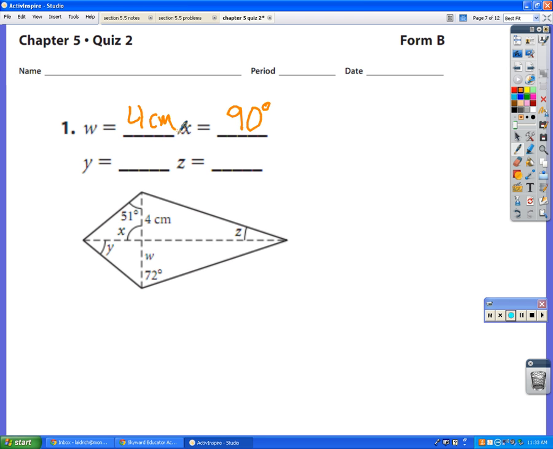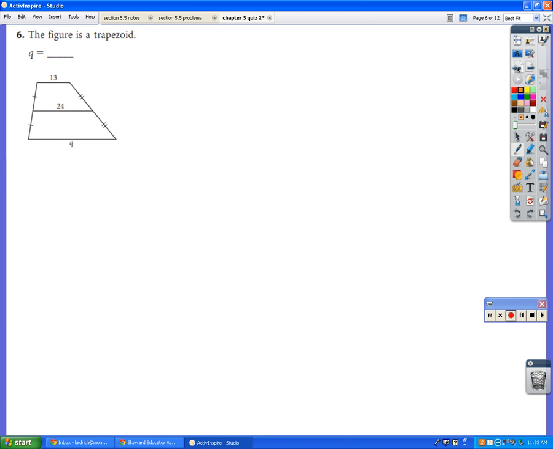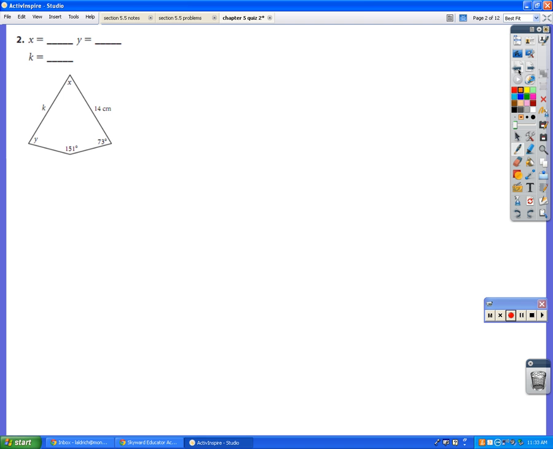Y in this case is going to be, what, 39? Yes, because 51 and 39 make 90, plus 90 makes 180. And z will be 18 because 18 and 72 and 90 also make 180. So are there any questions on problem number 1 from either Form A or Form B? Okay, let's go back and look at number 2.